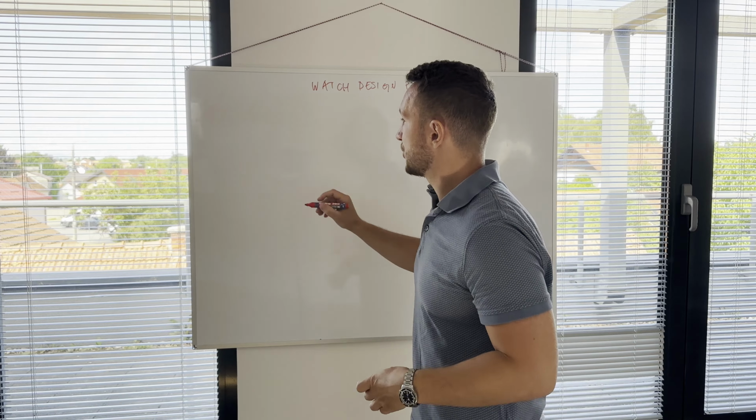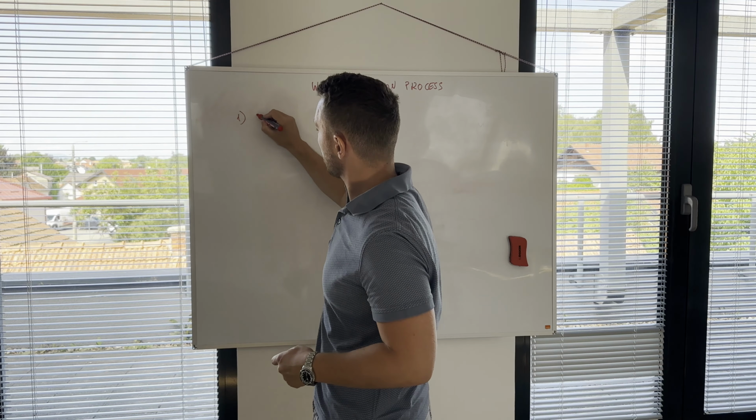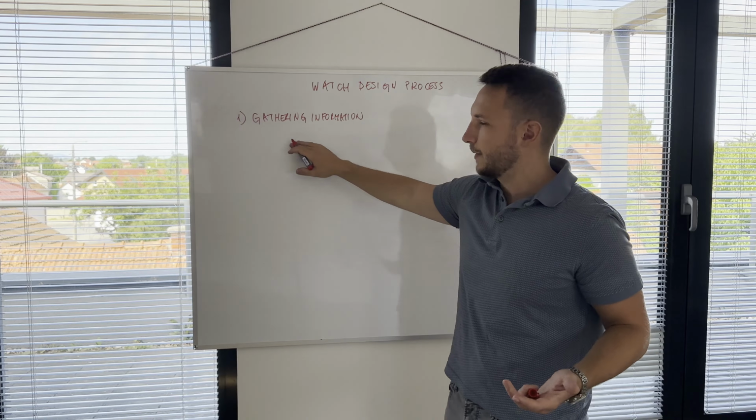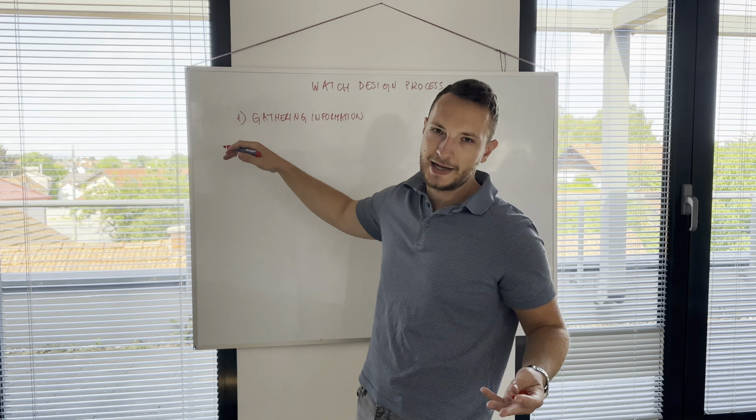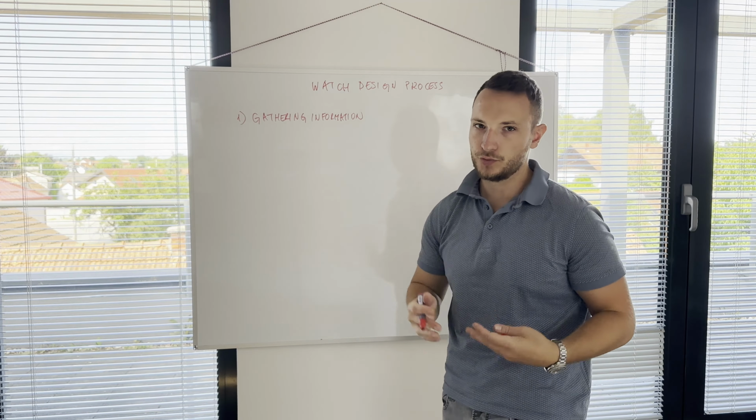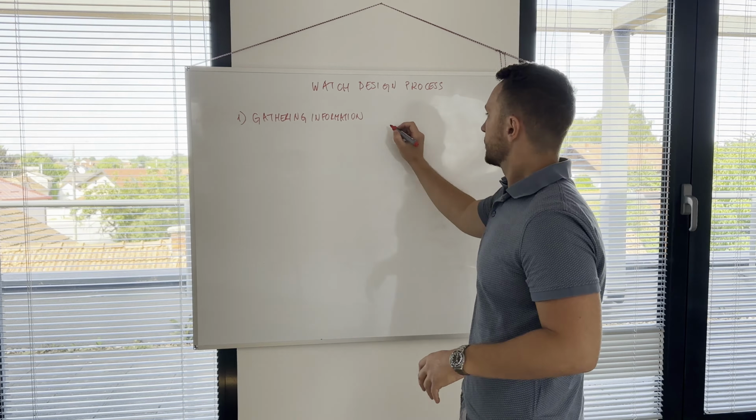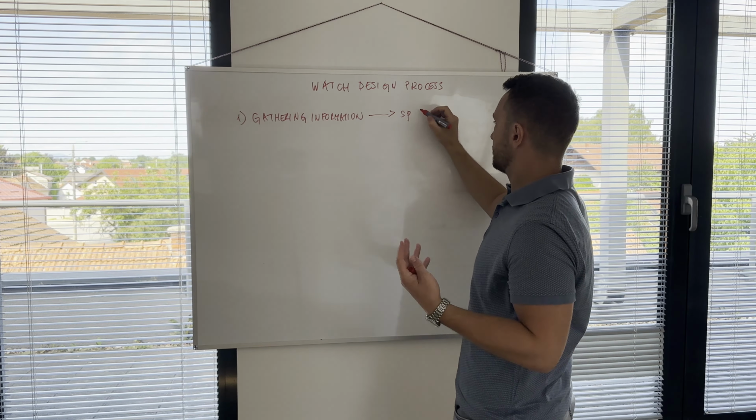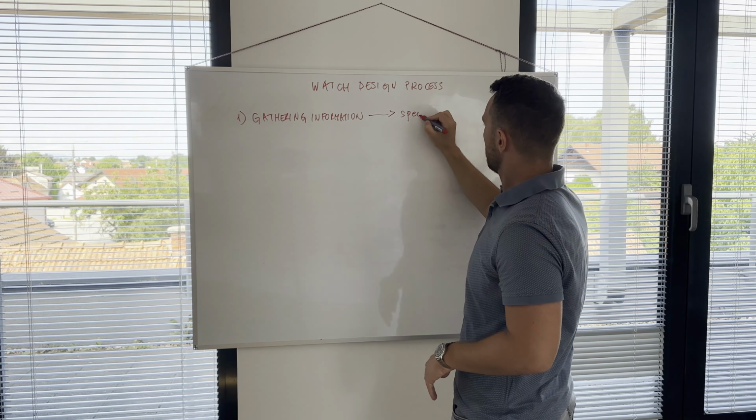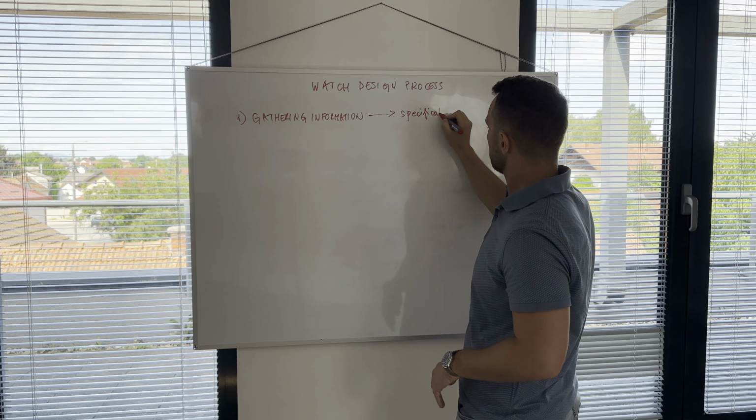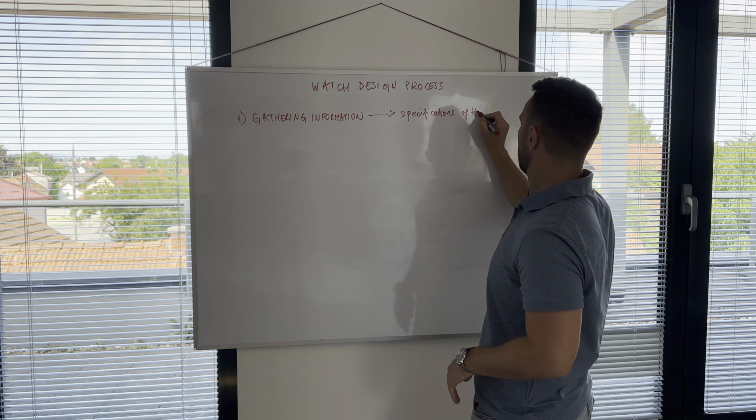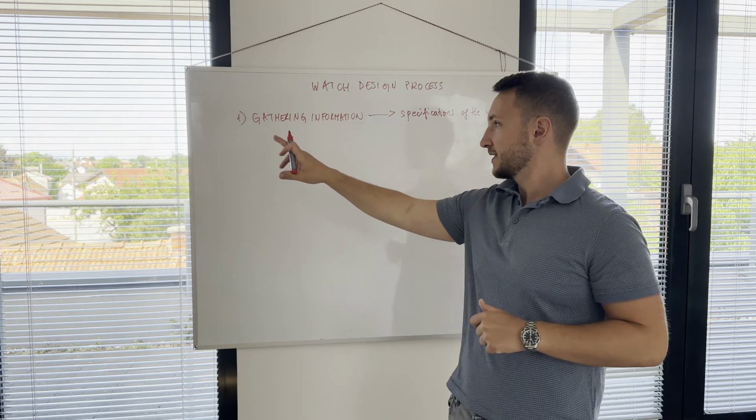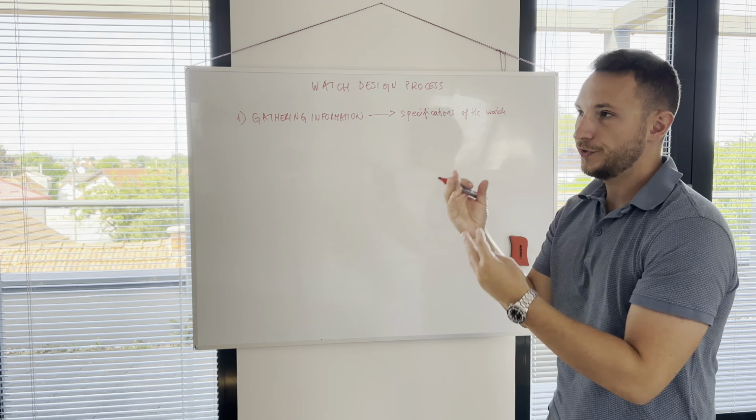So stage number one would be gathering information. That would be step number one, but usually I don't include that as a step. It's just something normal to me at this point. So here we just want to know the spec sheet or specifications of the watch.